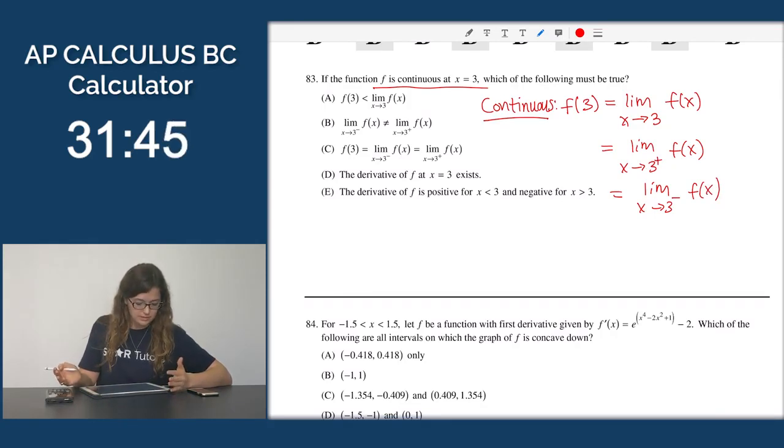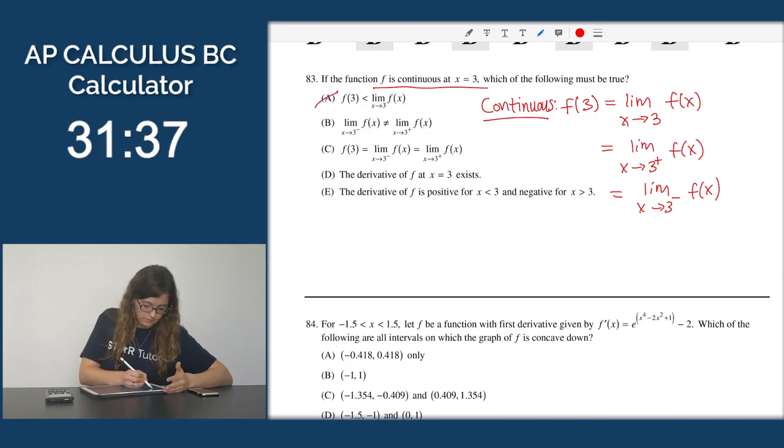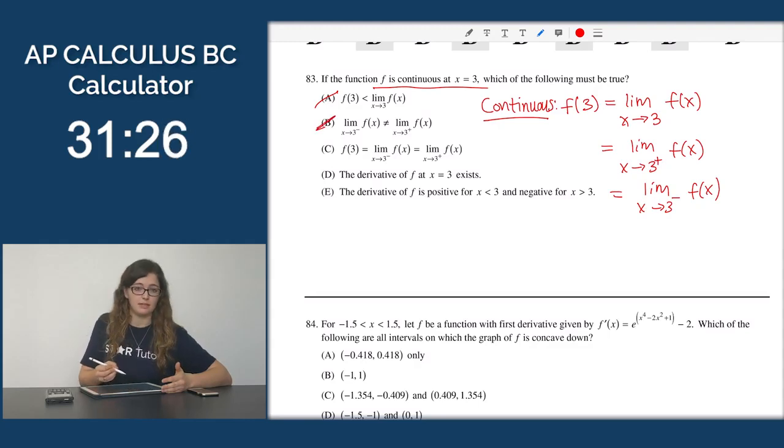So now let's go through these and see. A says f of 3 is less than the limit as x goes to 3 of the function. That's not true. I said it has to be equal. B says that the left-hand limit is not equal to the right-hand limit. That can't be true because those limits have to be the same in order for the function to have a limit there. C says that f of 3 is equal to the left-hand limit is equal to the right-hand limit. Yes, that's going to be the answer.